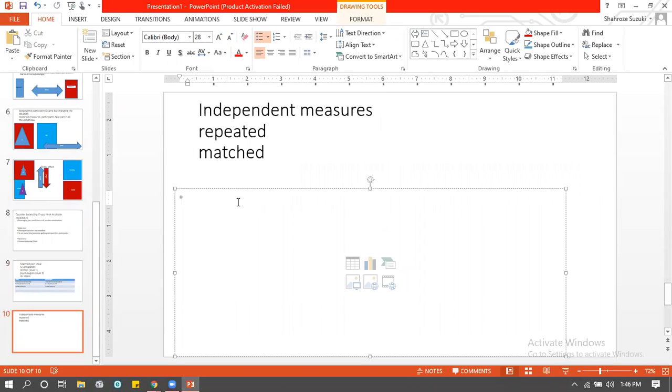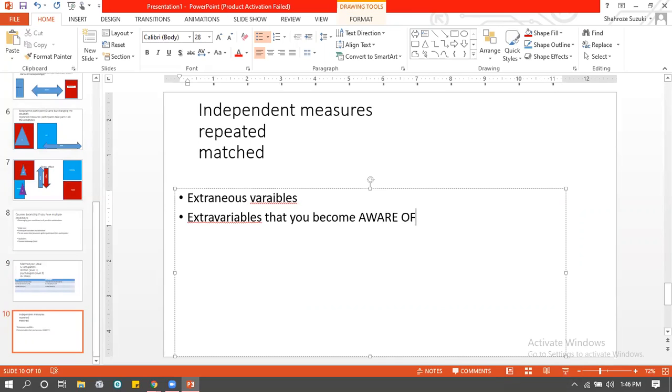I also told you how to control the extraneous variables and why we need to control them. So I've been saying this word a lot, extraneous variables. See, extraneous variables are extra variables that you become aware of before conducting an experiment.